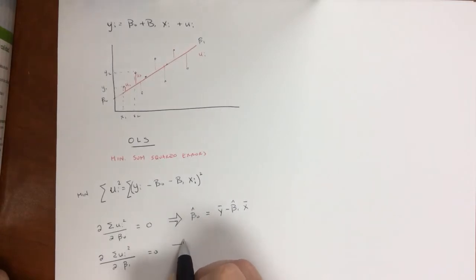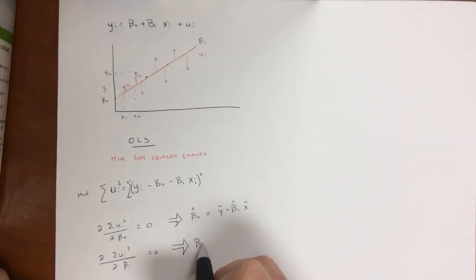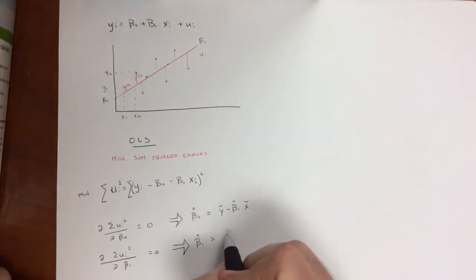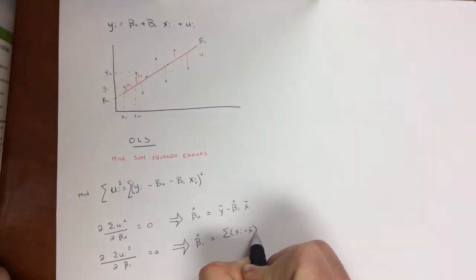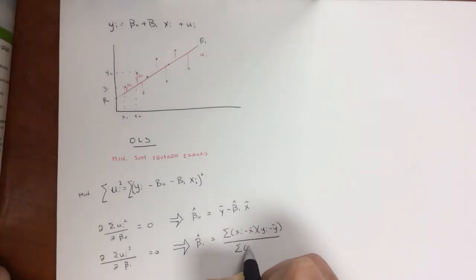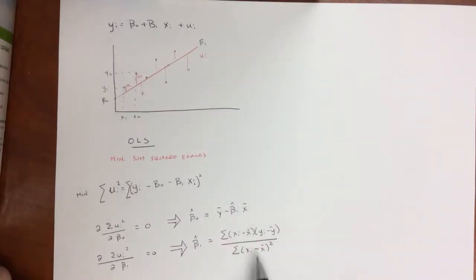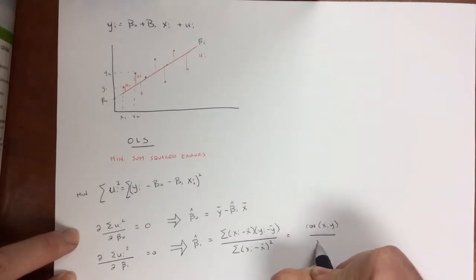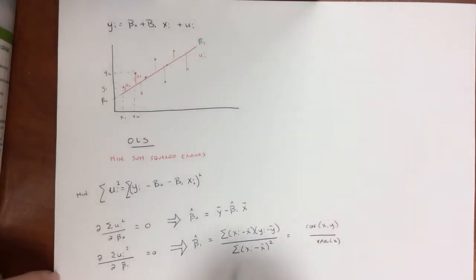And beta 1 hat, which is the estimated slope using the data to find that best fit line, is equal to the summation of xi minus x bar times yi minus y bar, all over the summation of xi minus x bar squared. Okay, so that's how I find beta 1 hat and beta naught hat. Another way I can write this is the covariance between x and y over the variance of x. That's just what that equation means.